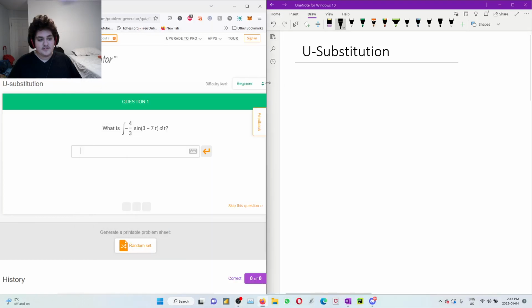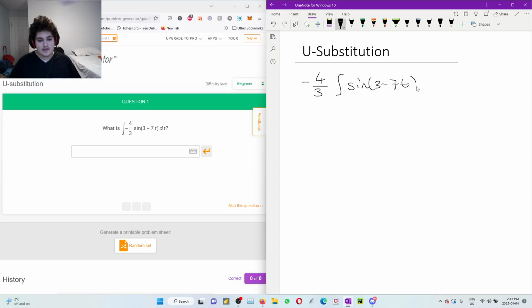Hello, in this video I will be doing some U-substitution integration problems. So this is the first question. I will start by taking the constant out of the integrand using the constant rule, and then I'm just left with sine of 3 minus 7t dt. Here I'm going to let u equal the linear function inside the sine function.